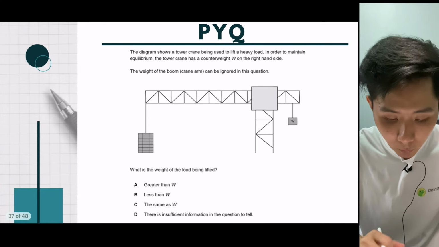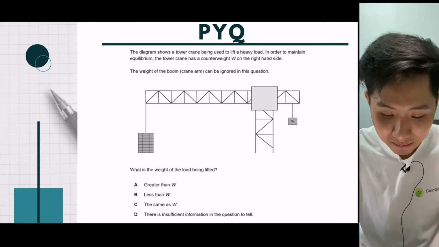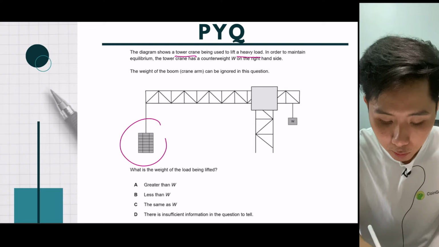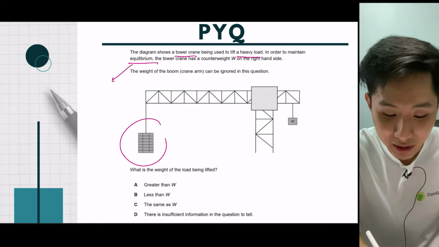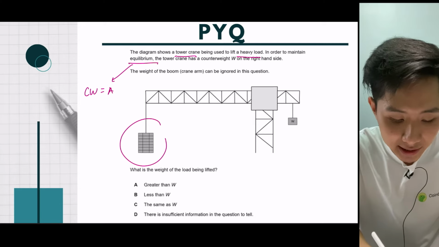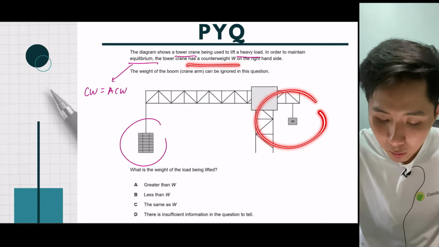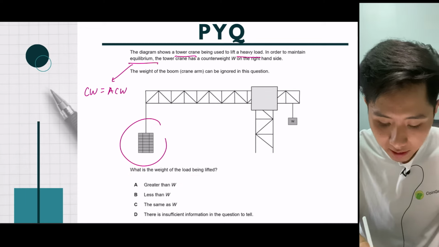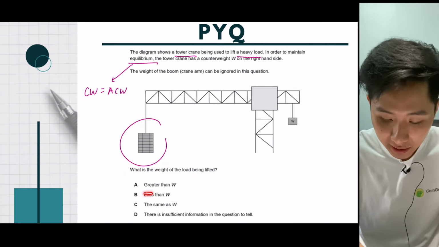Okay, so let's look into some puzzle questions for a moment before we end this video. Here we have a tower crane being used to lift a heavy load. So there's the load. In order to maintain equilibrium, that's the keyword, equilibrium means clockwise moment equal to anti-clockwise moment. The total weight has a counterweight W on the right hand side. The question is, what is the weight of the load being lifted? That means what is the weight of this? Should it be less than, greater than, or the same as W?